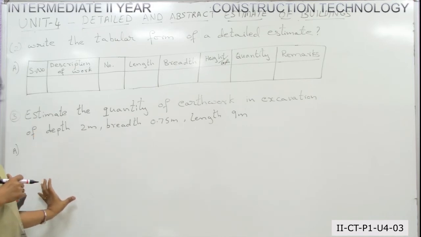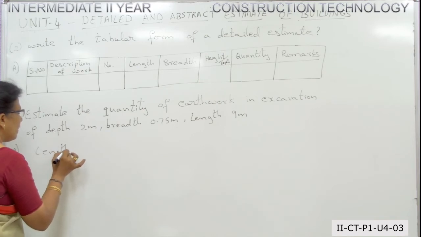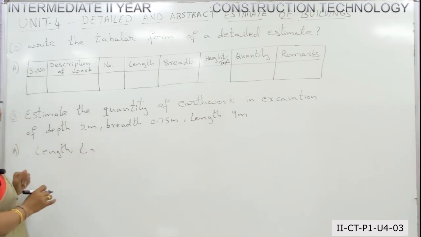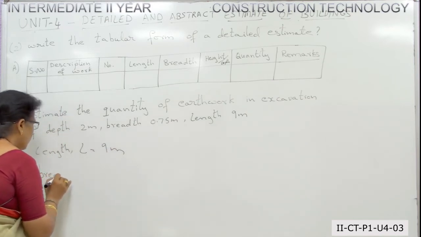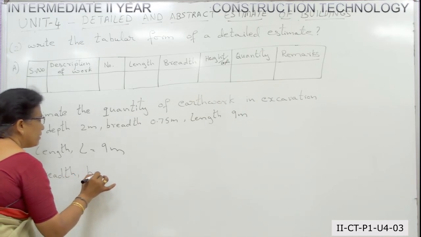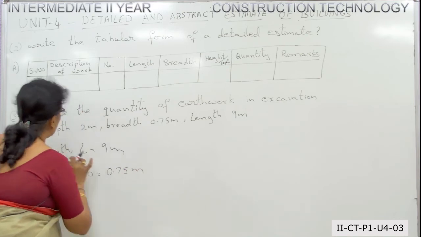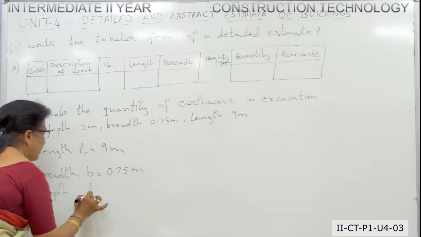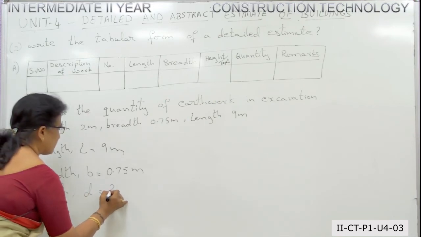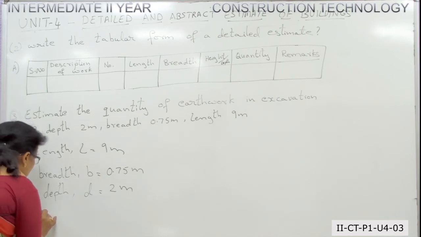Now, whatever is given in the problem, you write here. First, what is given? Length. In short form, you can write it as L. Length is 9 meters. Breadth, short form is B, that is 0.75 meters. And depth, D, that is 2 meters. For this, you need to calculate the quantity of earthwork excavation.